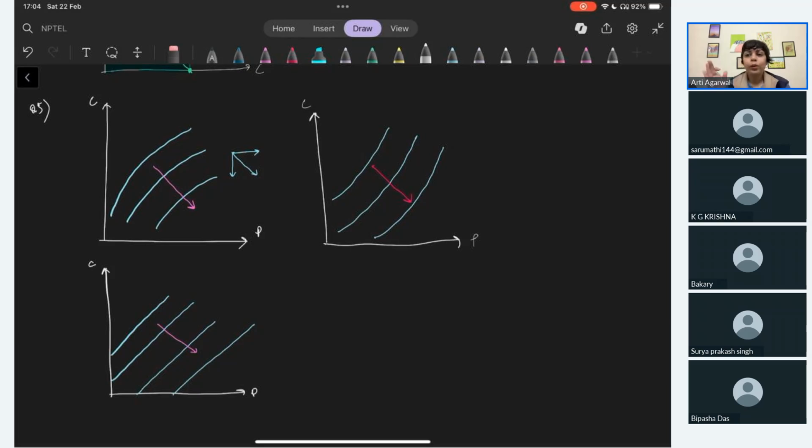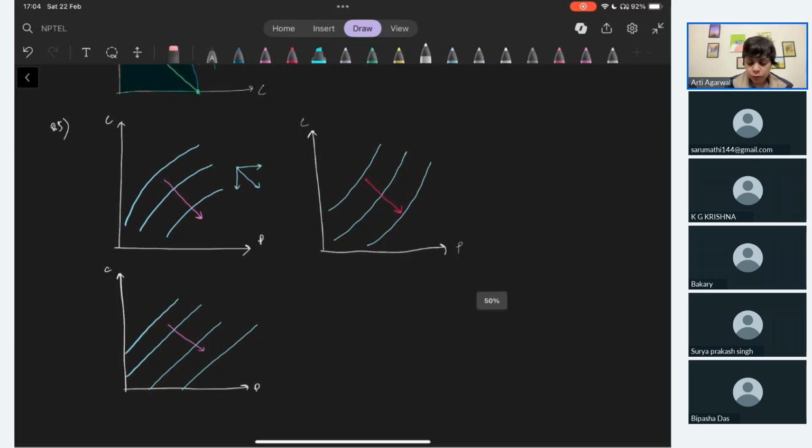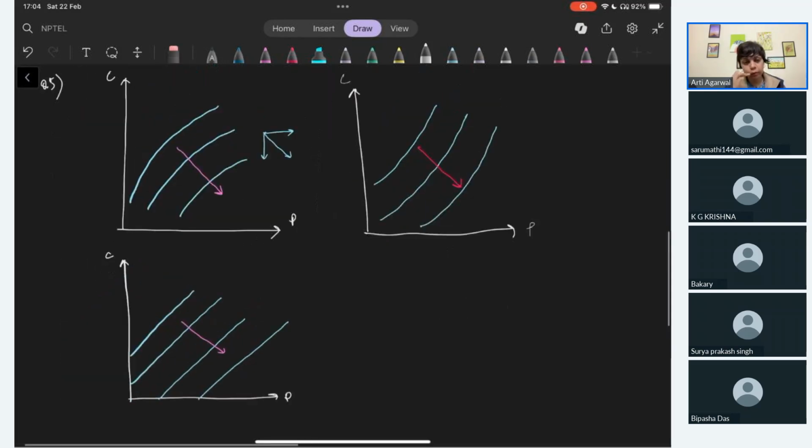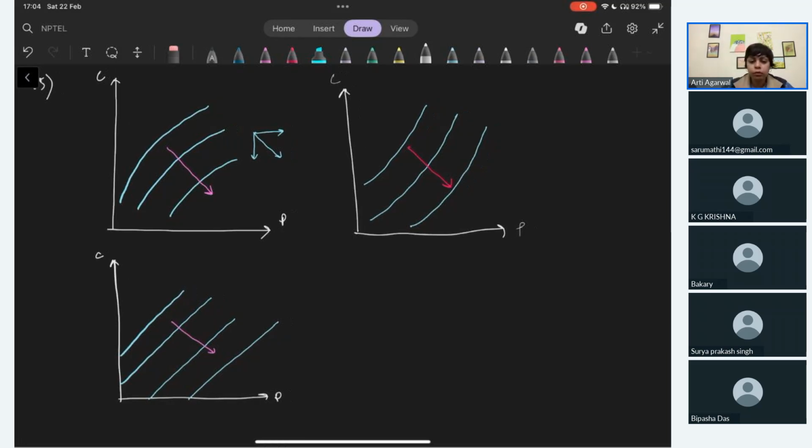It can slope in whichever way, but the direction in which utility increases is kind of more important. Okay, so any questions in this particular question? Any doubts?